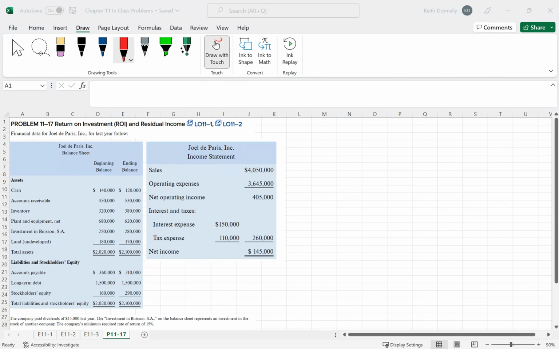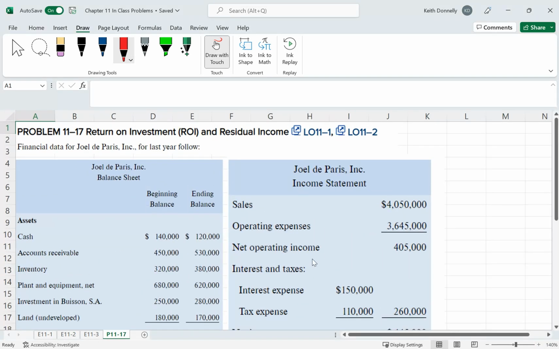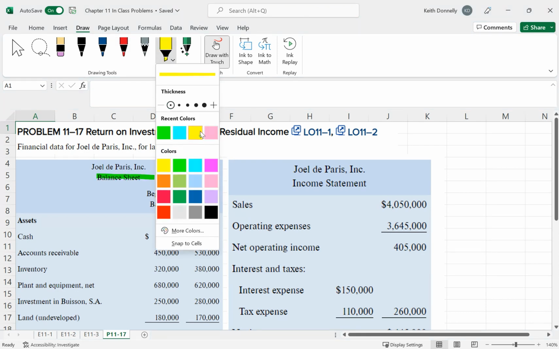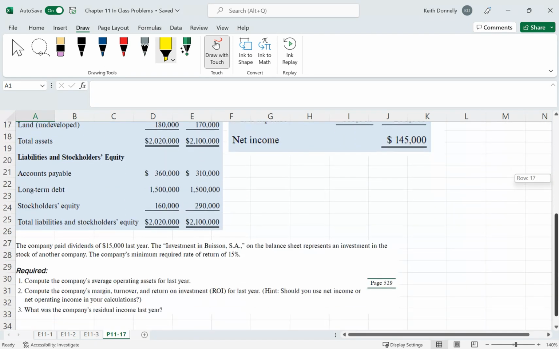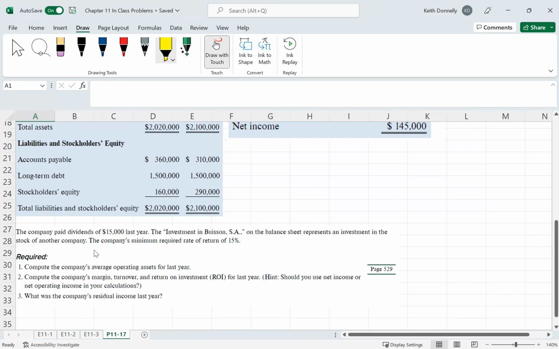Okay, so let's move on to problem 1117 here. This one's going to take a little bit of time to write it out. So they're giving us some information. They're saying financial data for Jewel de Paris Inc. for the last year as follows. Right, so they're giving us a balance sheet. Then they're giving us an income statement. And they said down here the company paid dividends of $15,000 last year.